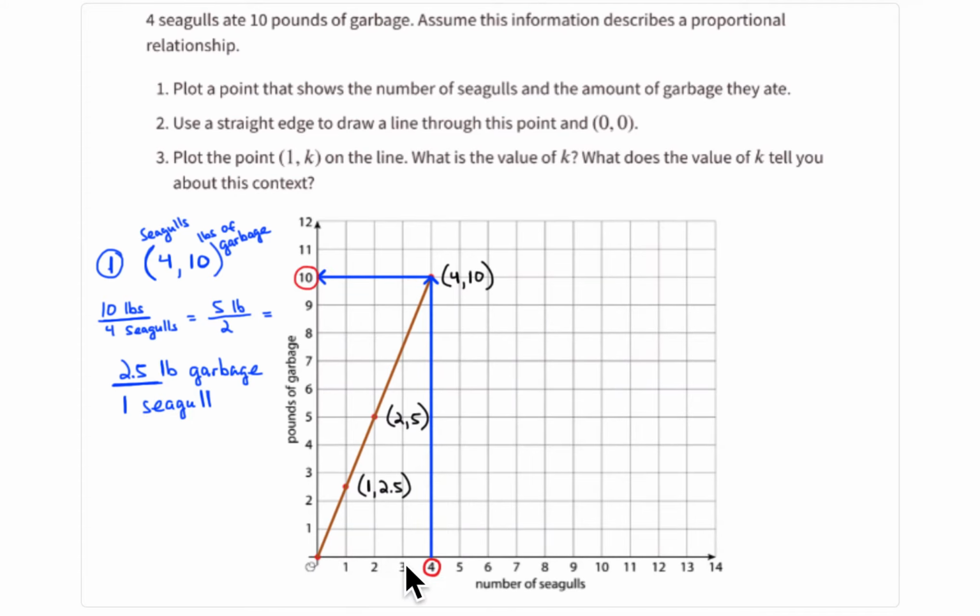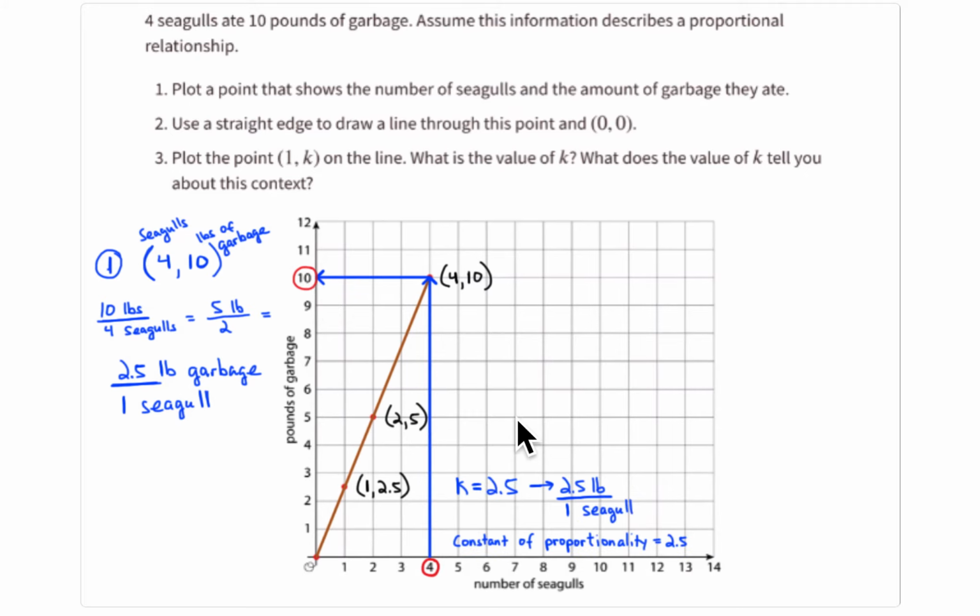So if you go over to 4, start at 0, go over to 4 seagulls, and then how much garbage do 4 seagulls eat? It tells you in the story they eat 10 pounds, and that's also where the graph goes through. So you go up to 10 and you read over to the y-axis, and that shows you that the reading for 4 seagulls is 10 pounds of garbage that those 4 seagulls ate. So k, the constant of proportionality, is 2.5. It's 2.5 pounds of garbage per 1 seagull.